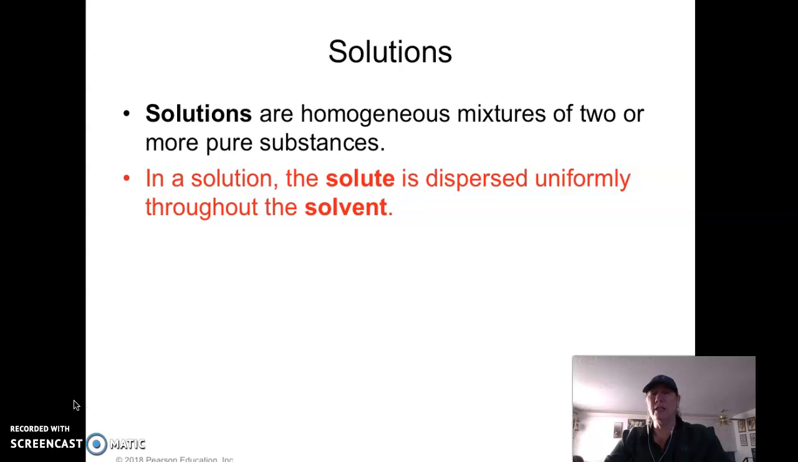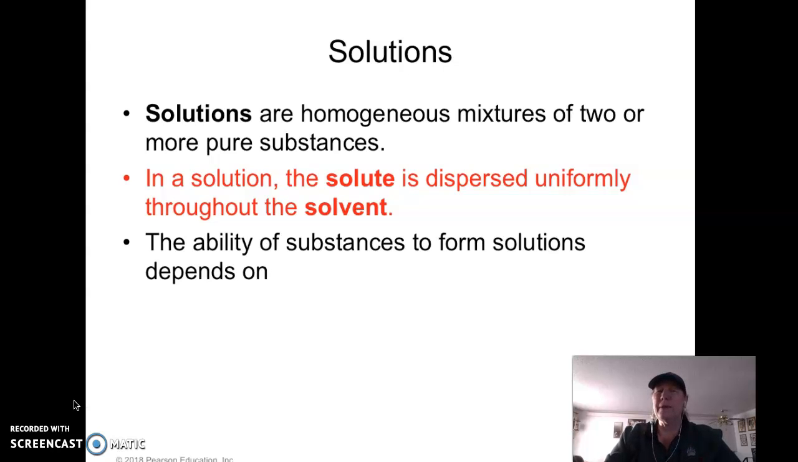In a solution, you have the solute. That's what disappears or is dispersed uniformly throughout the solvent. So like if I made a salt water solution, salt would be the solute, water would be the solvent. And water is the most common solvent. So the thing that kind of disappears, I guess, if you want to call it that, would be the solute. And then the solvent is what does the dissolving.